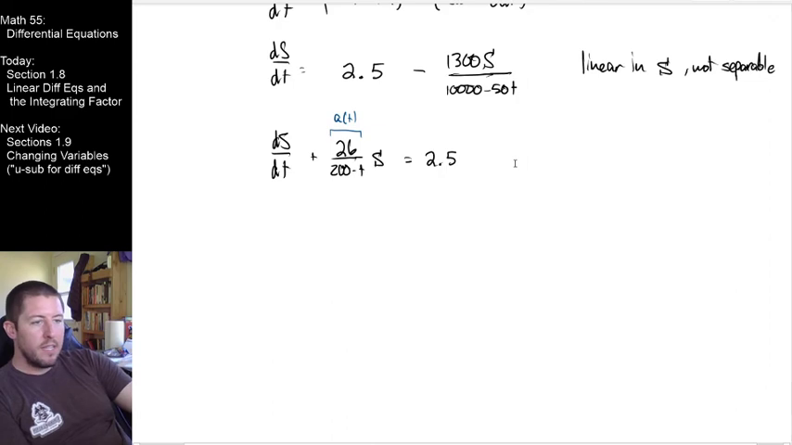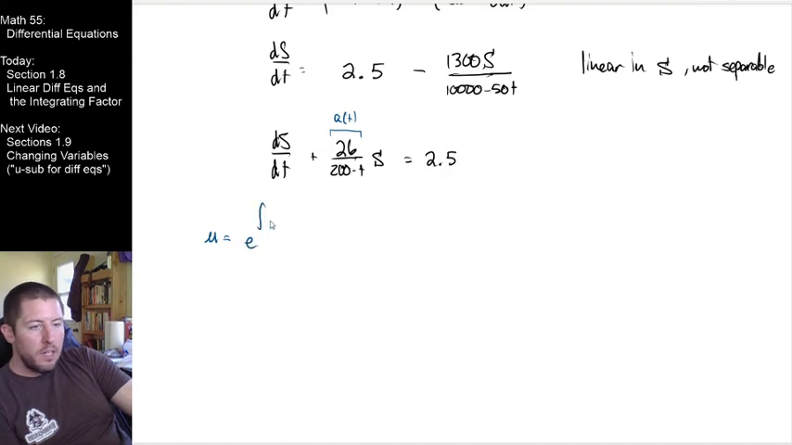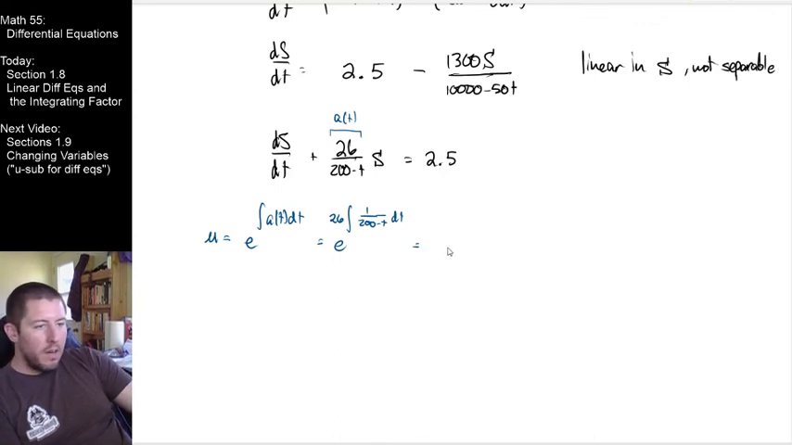Is it going to be nice? It doesn't quite look like it, but that's okay. We don't need things to be nice. We just need them, right? So mu is e to the integral of a of t dt, which is e to the integral of 26 over 200 minus t. I'm pulling that 26 as a constant out front. That's a dt. That's going to be a natural log right there. So we're going to get an e to the 26 times the natural log of 200 minus t.